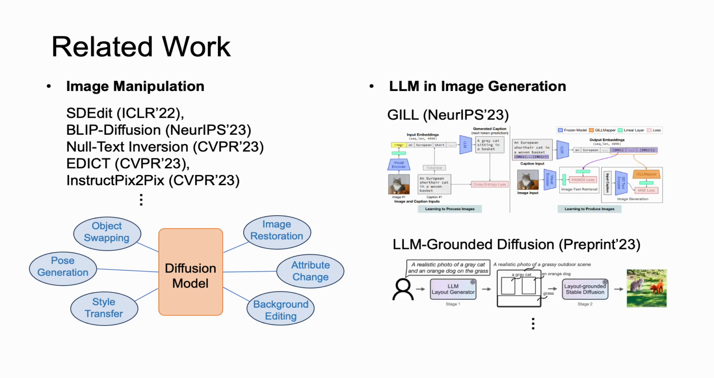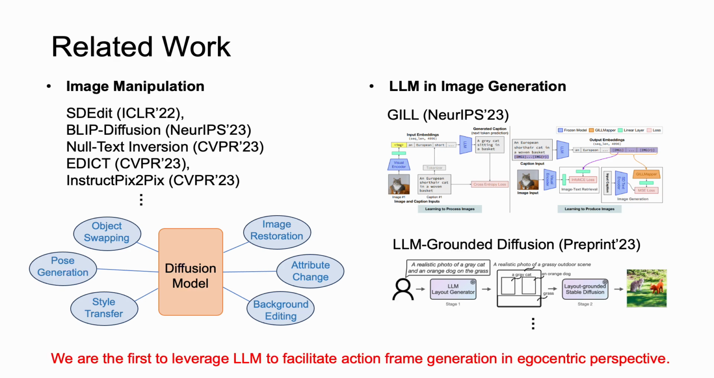Another relevant line of work is using LLMs in image generation. Prior work has explored how to leverage off-the-shelf LLMs to improve the quality of synthetic images without fine-tuning. In contrast, we investigate the contribution of visual instruction tuning in image generation. To conclude, we are the first to leverage LLMs to facilitate action frame generation in an egocentric perspective.